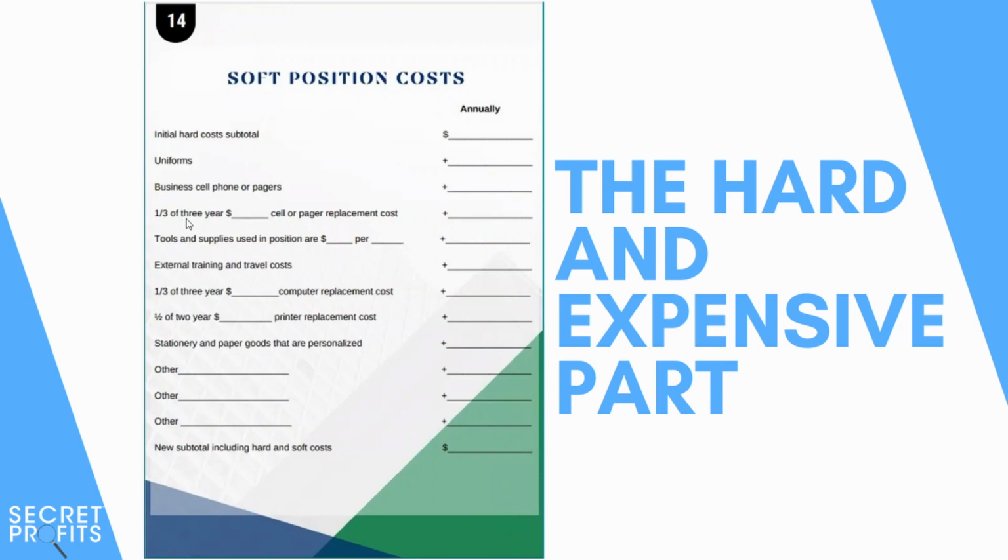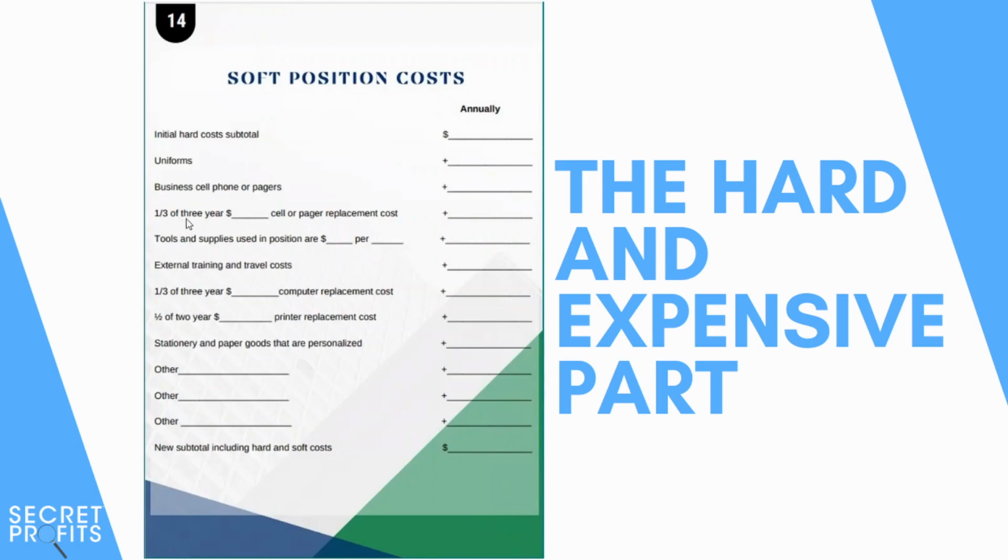Now that you've got that part, I want to take you to the next step. You are seeing a few of the pages out of the workbook that goes with this particular course. There's more to it, but this will give you a little snippet. So then we've got the soft position costs. We already had the hard costs from the last page that we worked on.